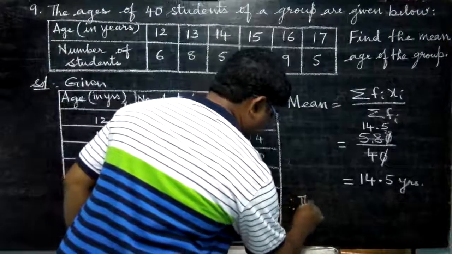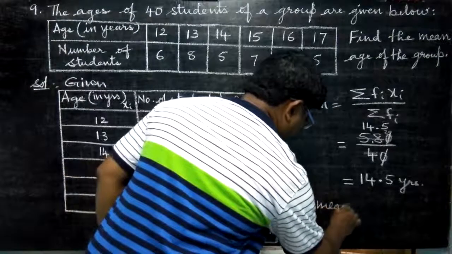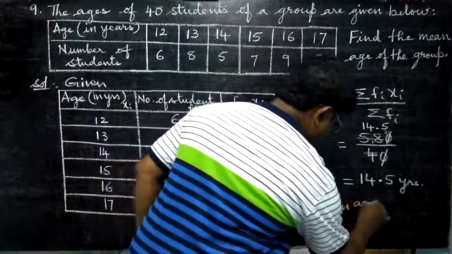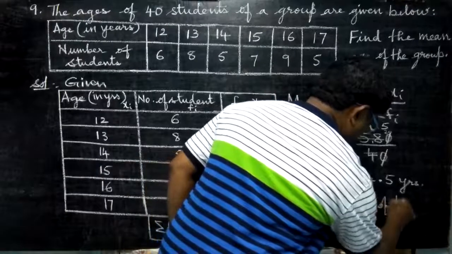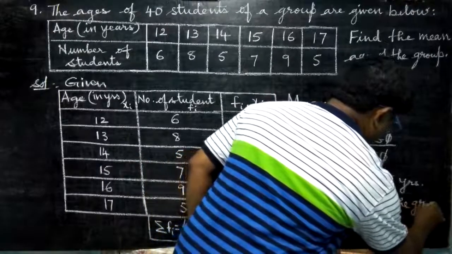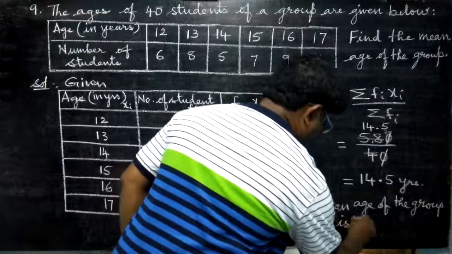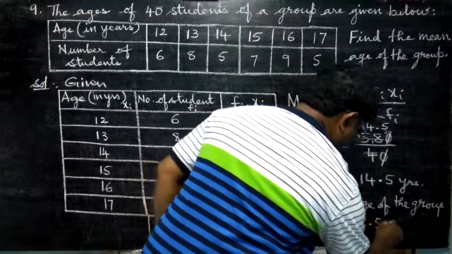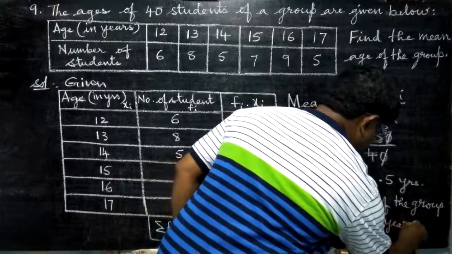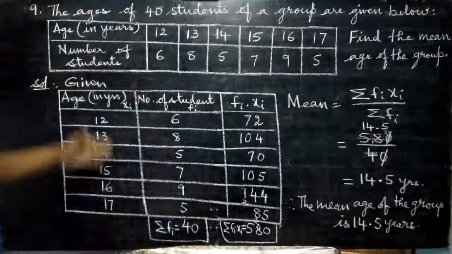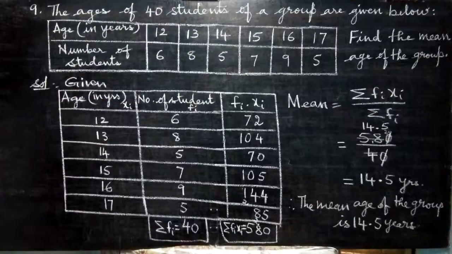Therefore the mean age of the group is equal to how much? It is 14.5 years. This is the conclusion. In this way you have to do the problem.